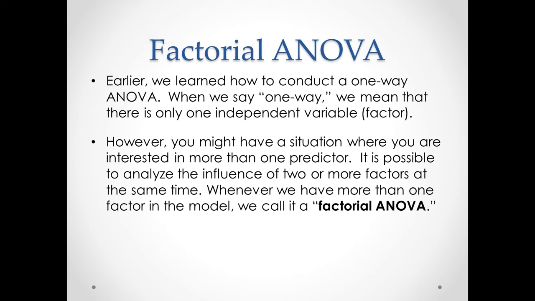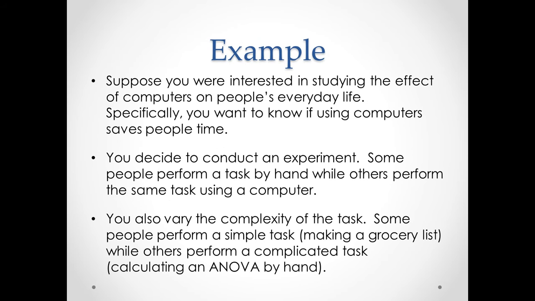It's possible to analyze the influence of two or more factors at the same time. Whenever we have more than one factor in the model, we call that a factorial ANOVA. So let's take a look at an example.